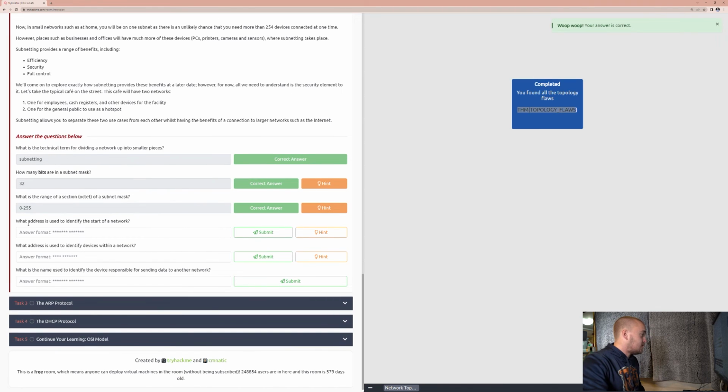What address is used to identify the start of a network? This is a network address. What address is used to identify devices within a network? This would be a host address.